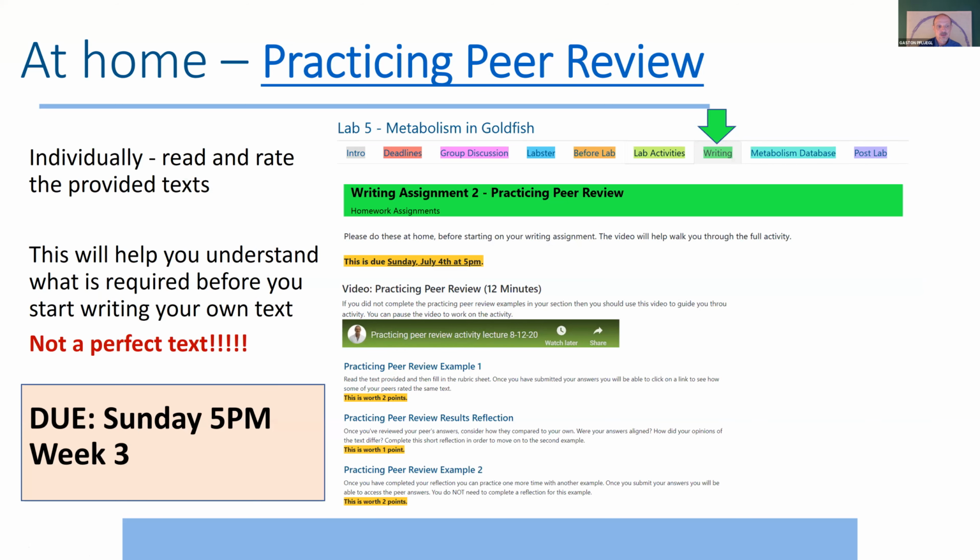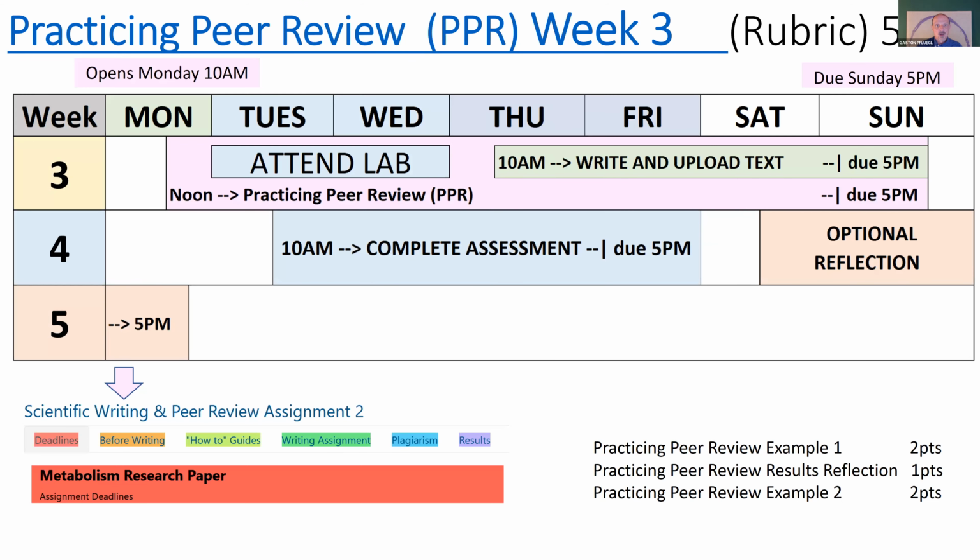So here's the practice in peer review. It's not a perfect test, right? So there's a little warning. I already mentioned that. So the practice in peer review is due Sunday, 5 p.m. And it's 5 points. There's example 1 you have to do, and then you're gonna reflect on the example with the rubric, and then you get an example 2 to just get familiar. Don't take this example and plug your experiment in. You know, that's plagiarism.